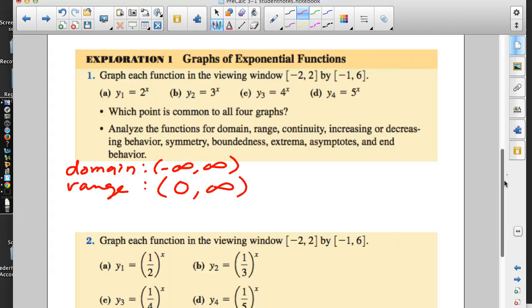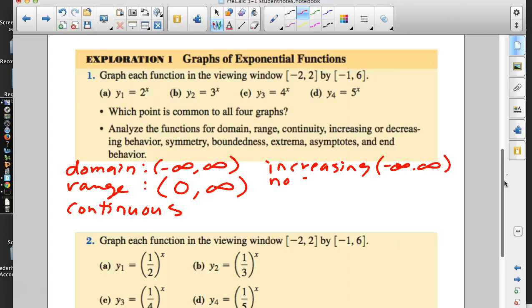What do you think? Continuous or not? Yep. Remember, that just means we can draw this with a pencil without having to lift up our pencil at one time. Increasing, decreasing, both. What do you say? Increasing. Always? Yeah. Negative infinity to infinity. All right, how about symmetry? No, we don't have our even, which is reflecting over the y-axis, or our odd, which is reflecting through the origin, so no symmetry.